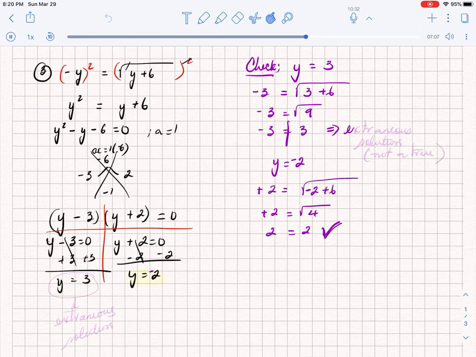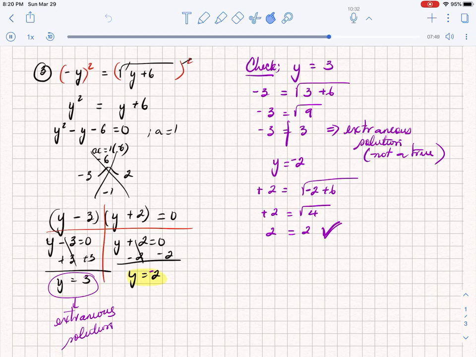We call this right here an extraneous solution because you can solve for it. You can solve for the answer, but it does not give you a true answer. It is not a true answer. Therefore, this one right here we call an extraneous solution.